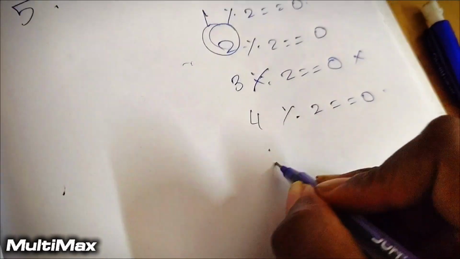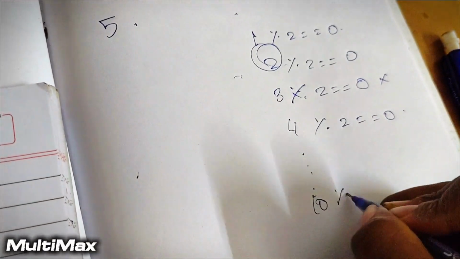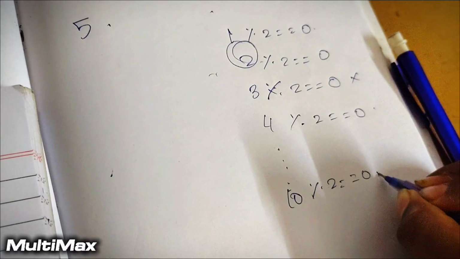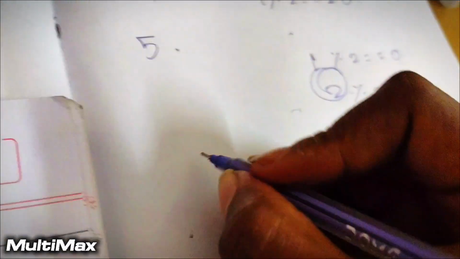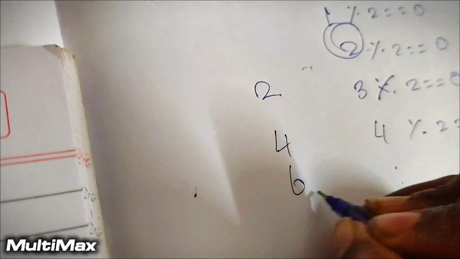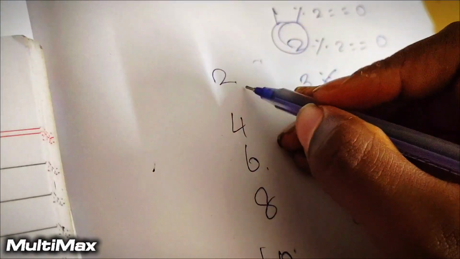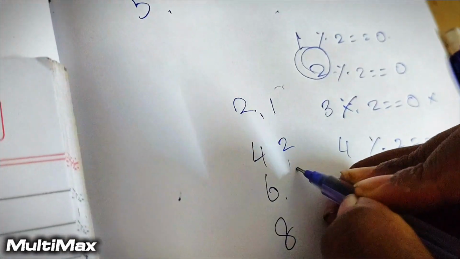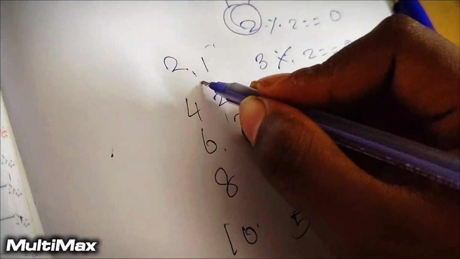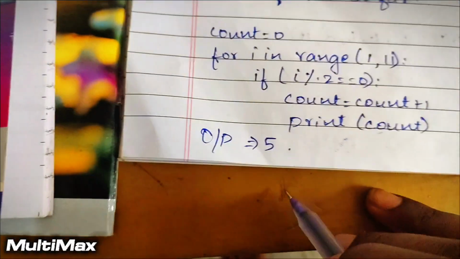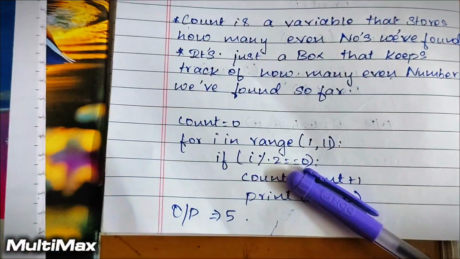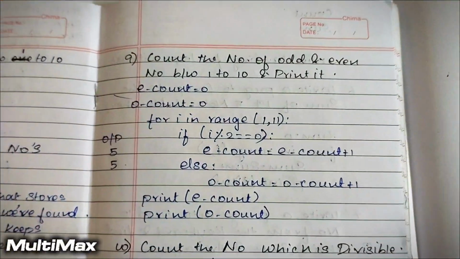So until 10, which values are divisible by 2, equal to 0? 2 will go, 4 will go, 6 will go, 8 will go, 10 will go. So how many numbers? 1, 2, 3, 4, 5. So count is 5 now. That's the thing given here in the output. After that, see this program and you will get an idea. Okay, moving on to the next.